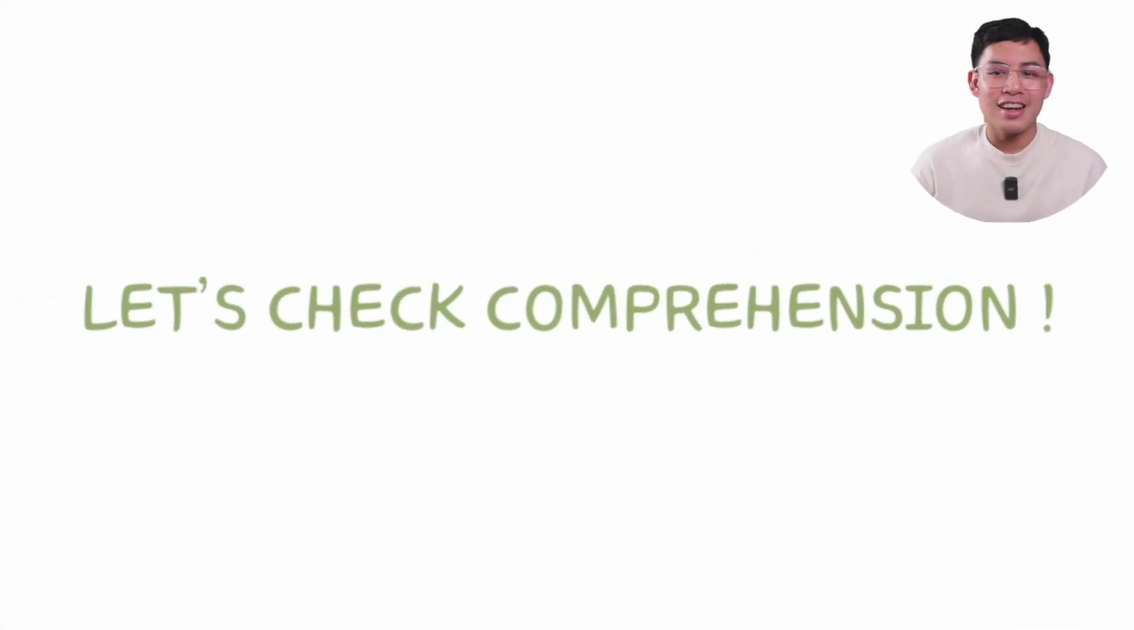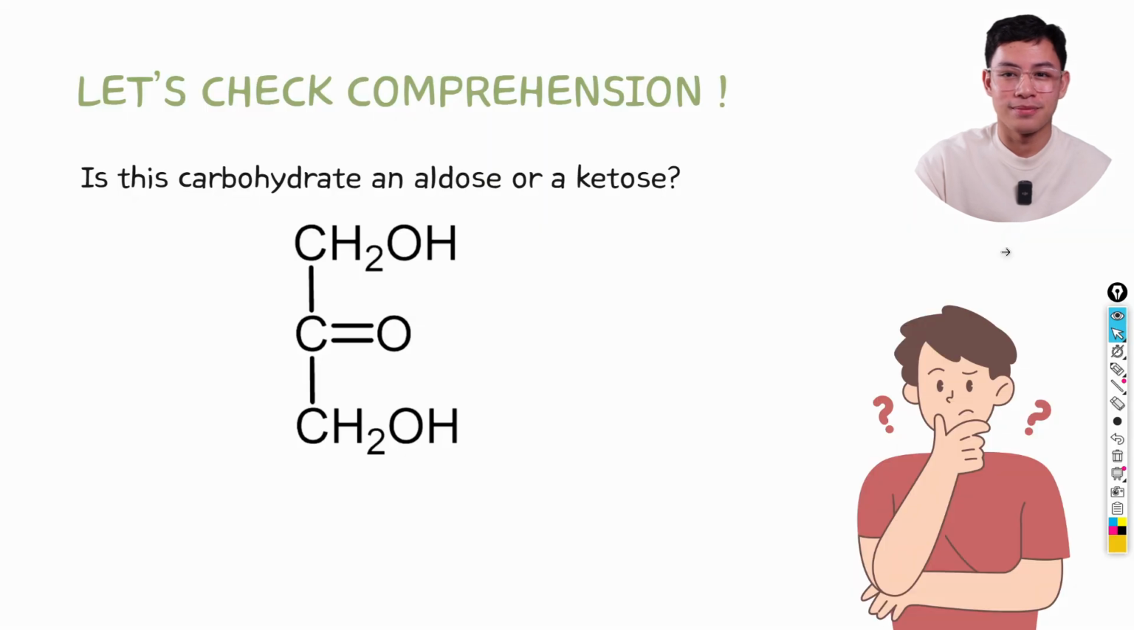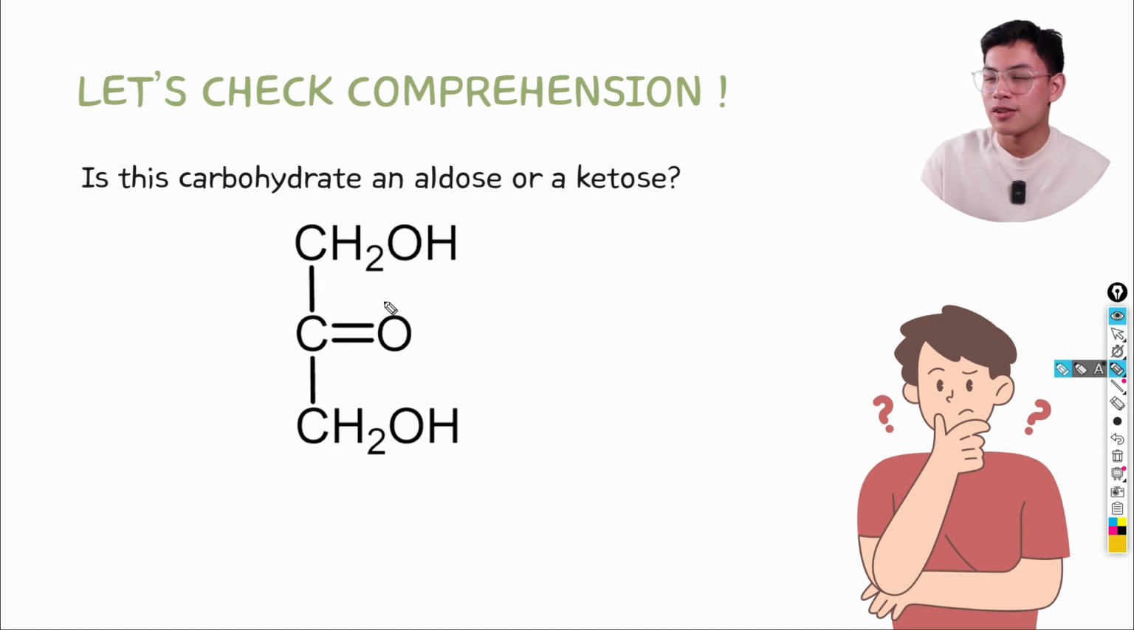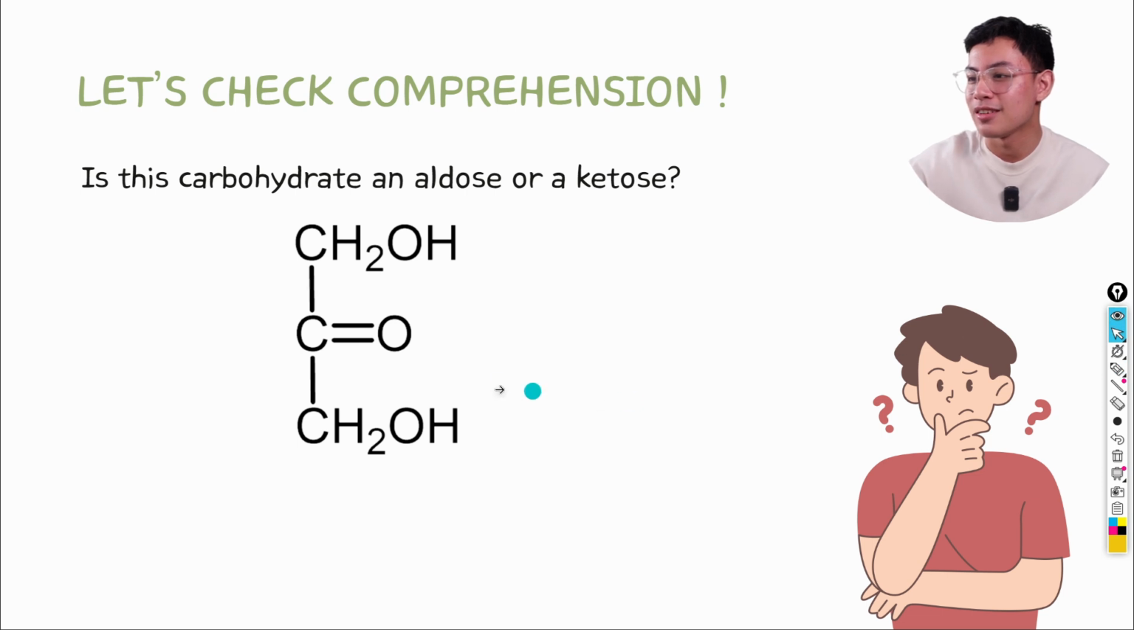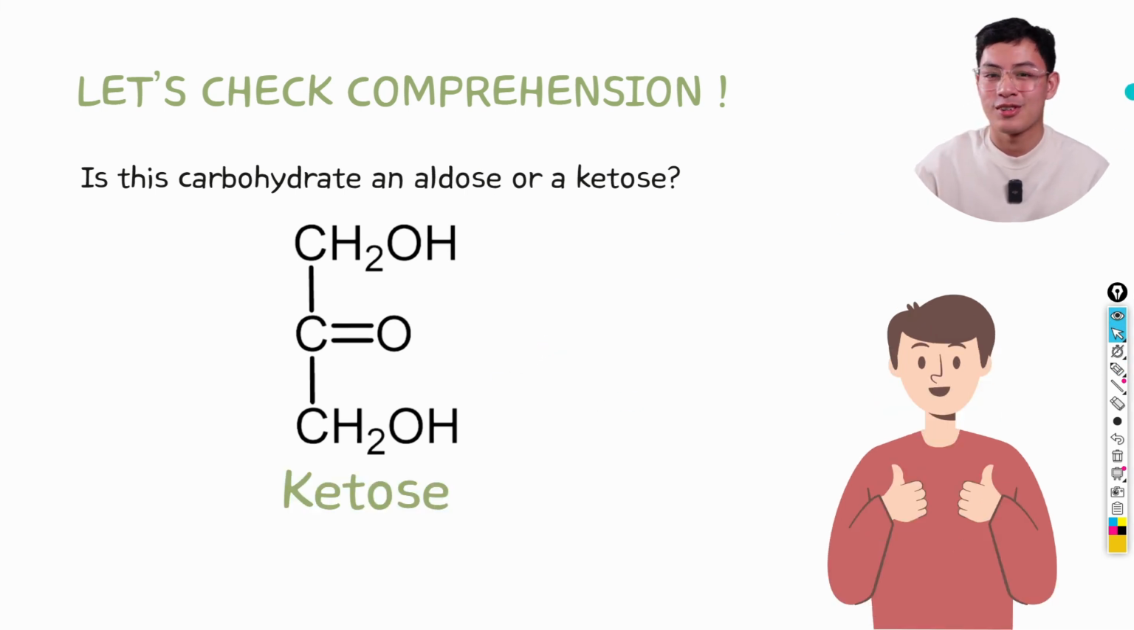For this topic, I decided to do the comprehension check together with you. So let's check your comprehension. Starting with number 1. Is this carbohydrate an aldose or a ketose? Well, the clue must be somewhere with its functional group. We can see here that this is not the functional group of an aldehyde. This is a ketone functional group, and therefore we can say that the answer to this question is ketose. Alright, there we go.